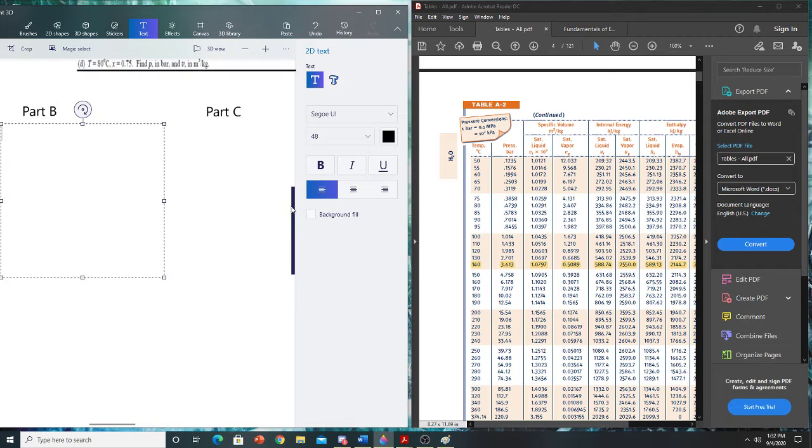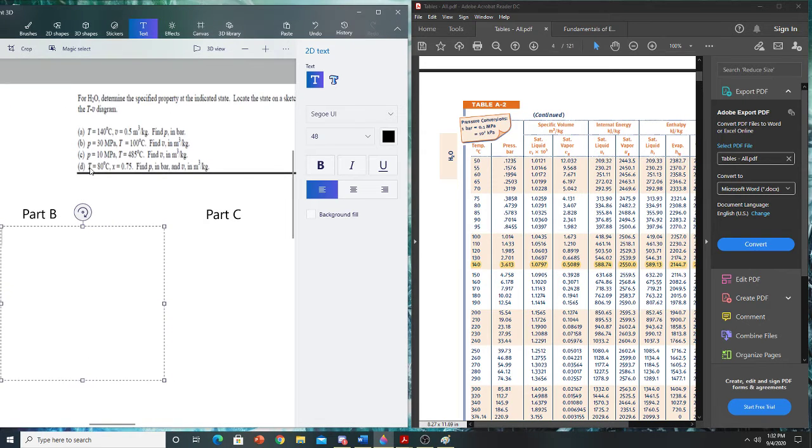The second part of this question asked for, with a pressure given of 30 megapascals and a temperature given of 100 degrees Celsius, find the specific volume. This was the trickiest one out of all of them, and I'll show you why in just a second.